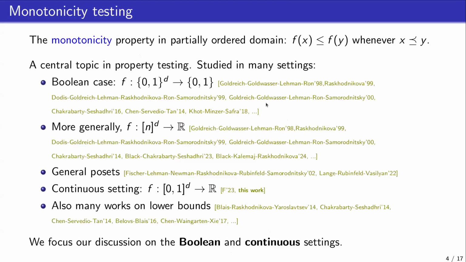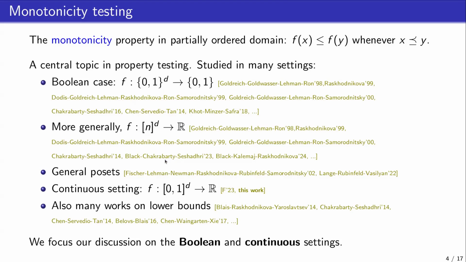And the problem of monotonicity testing is the problem where you have a function on some partially ordered domain, and we want it to be the case that whenever X is below Y in the partial order, f of X is at most f of Y. So this problem has been studied for over 2 decades now in many settings. Perhaps the most classic setting is the fully Boolean case of Boolean functions on the Boolean hypercube, but you also have real valued functions on the hypergrid. You can have general posets. You can have continuous settings, for example, the d-dimensional solid cube and real valued functions, and this in particular is the setting of this work here.